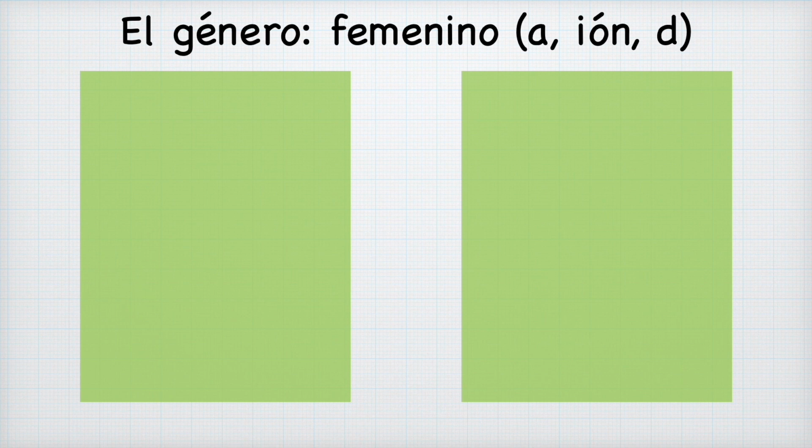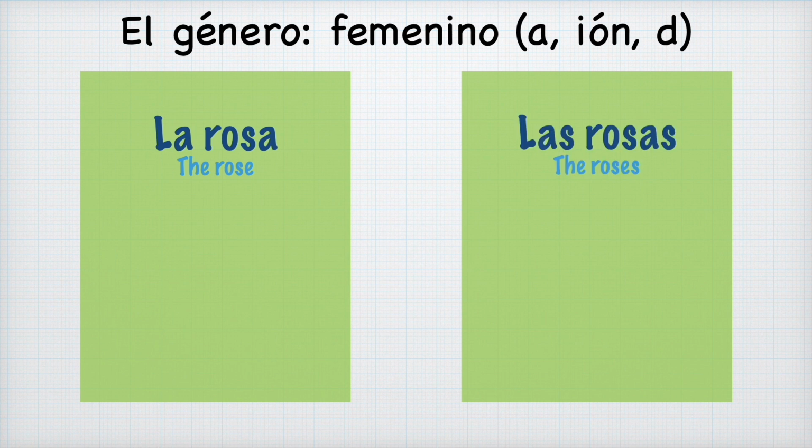Common feminine endings are a, ion, and d. So words with these endings are most likely feminine. There are exceptions, but this is a great start. So we have la rosa. La rosa, for example. It ends in a, it's feminine, and when we make it plural, it turns into las rosas. Las rosas. And you can see we're using la for singular and las for plural.